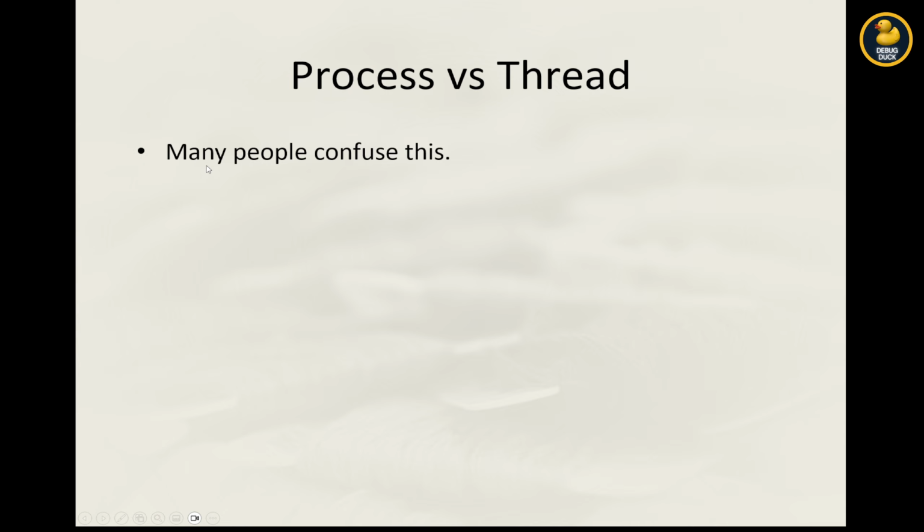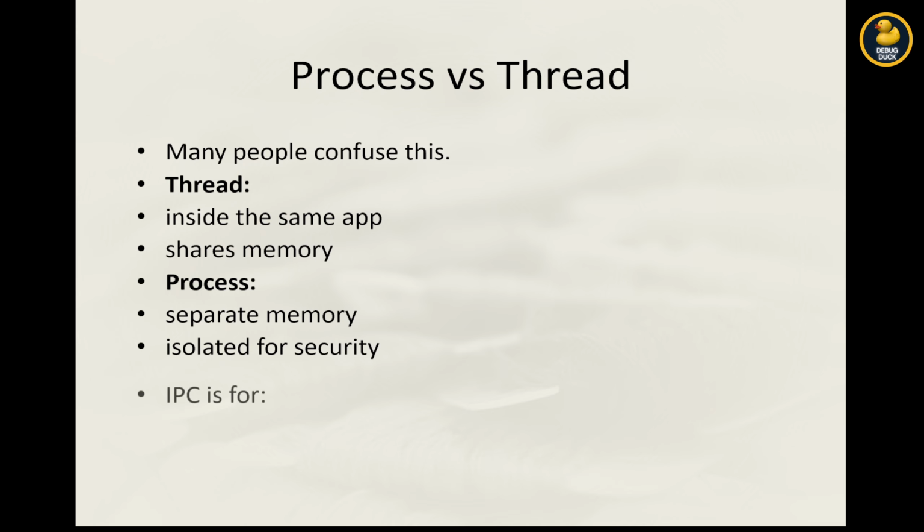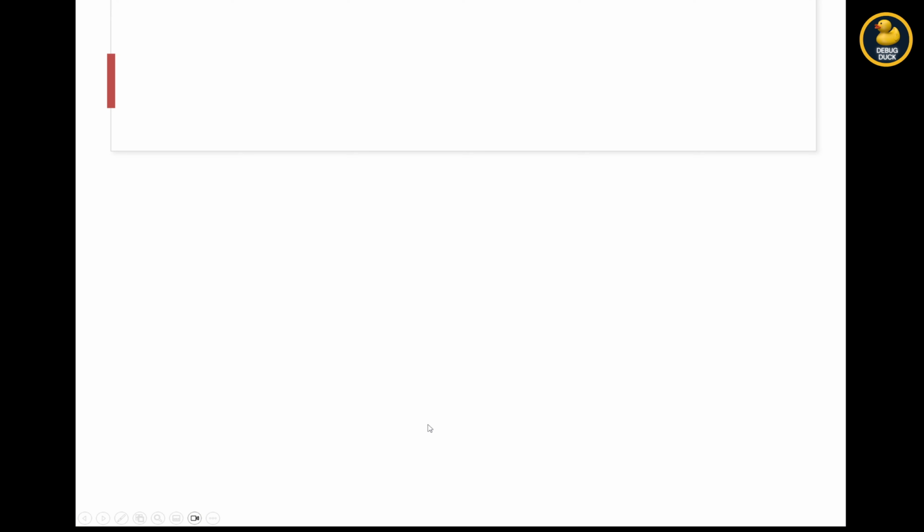Process vs thread. Many people confuse the difference. A thread lives inside the same application and shares memory, but a process has separate memory, isolated for security. IPC is for process to process, not thread to thread.